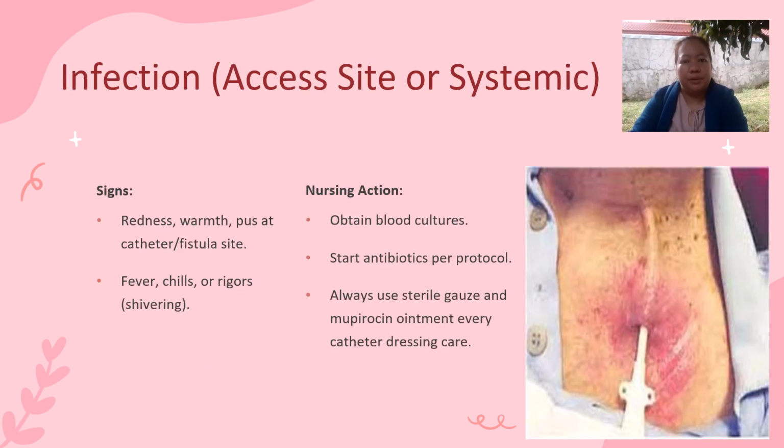Next is infection, which can be seen in catheters or CVCs. The signs are redness, warmth, and pus at the catheter or fistula site. There will be fever, chills, or rigors, shivering.